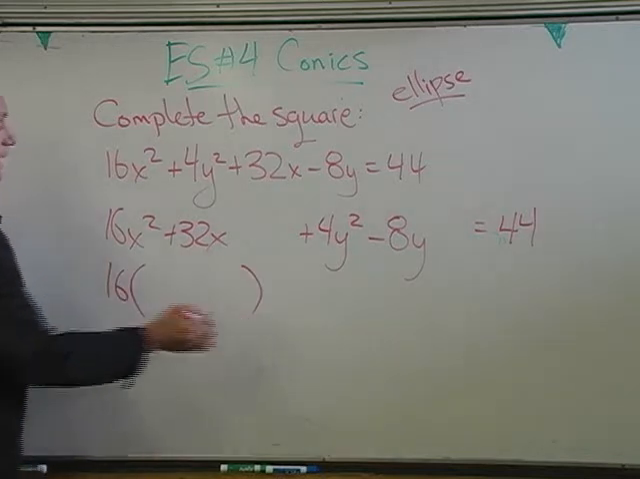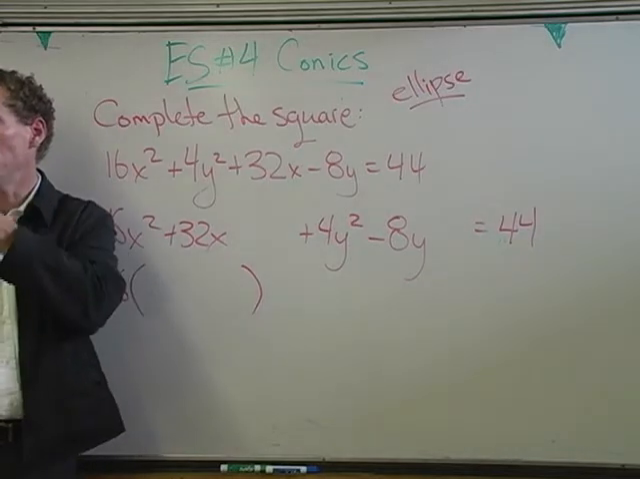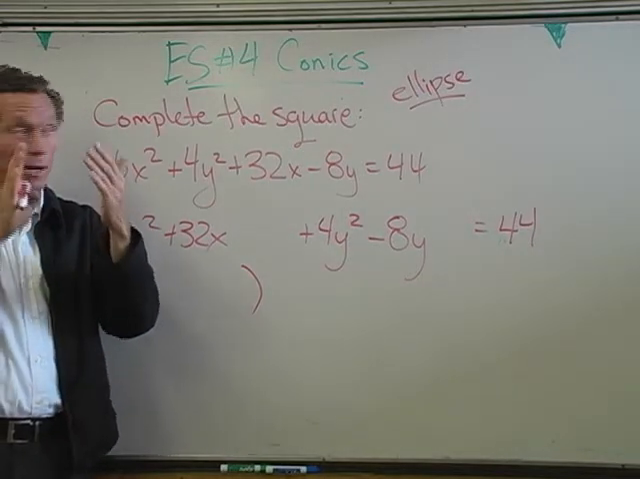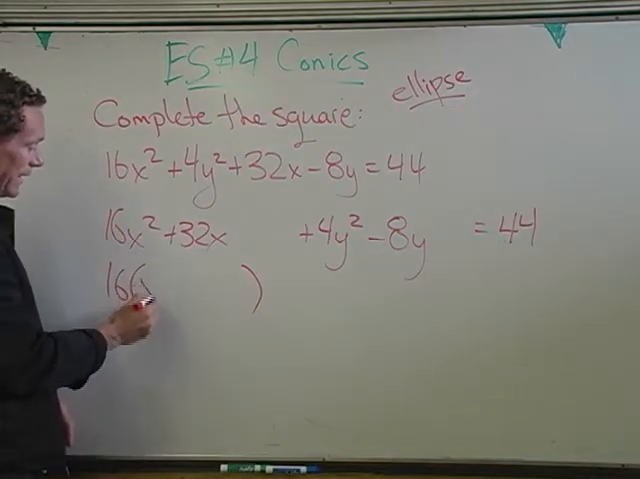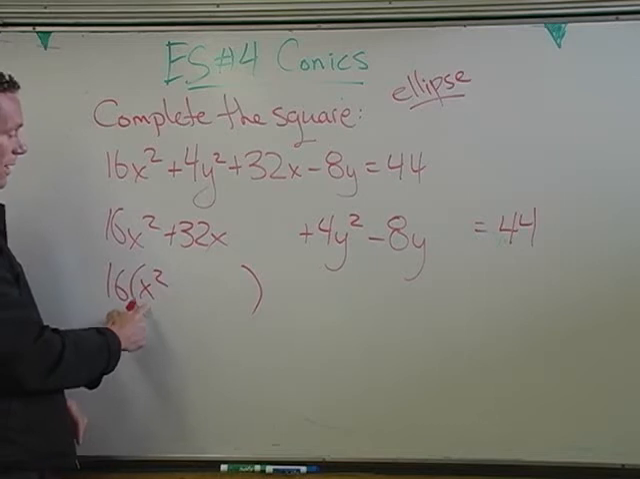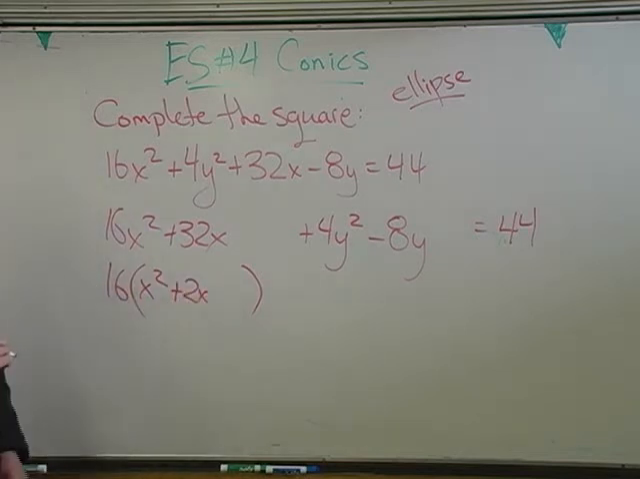So in order for that take half and square it to actually work, we need to have a positive 1x squared or a positive 1y squared. So we're going to factor out a 16 inside parentheses, positive 1x squared plus 2x. All right, and I'm going to leave some space.